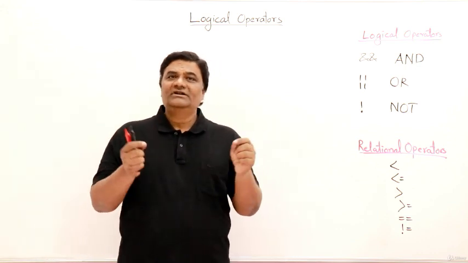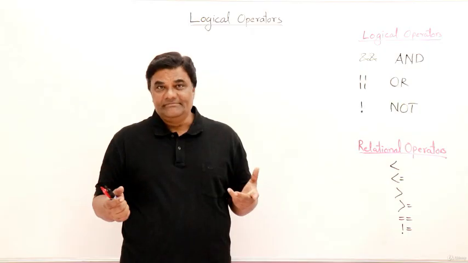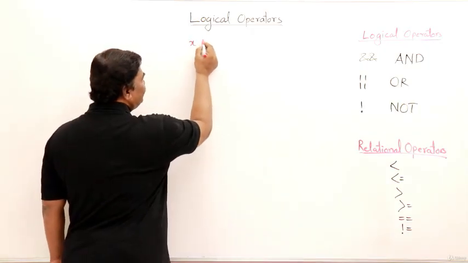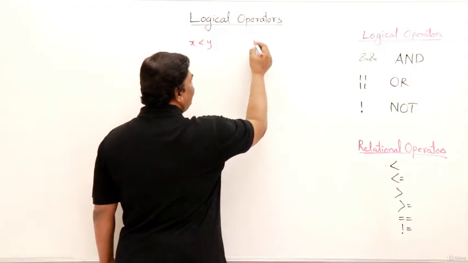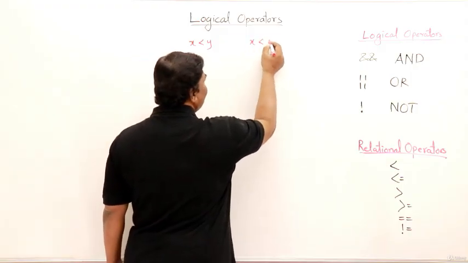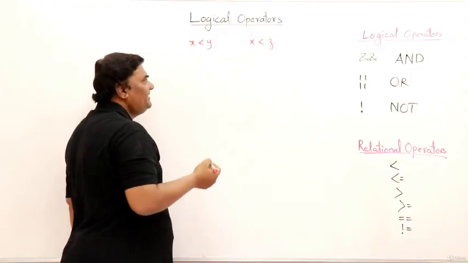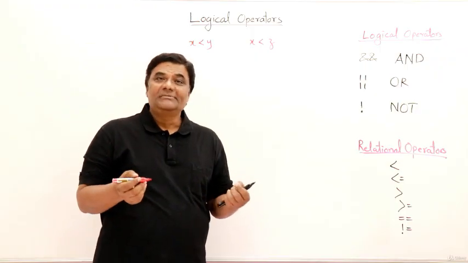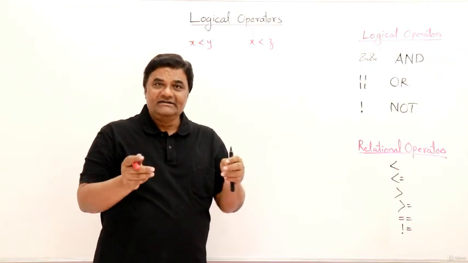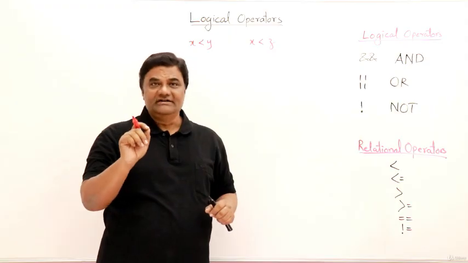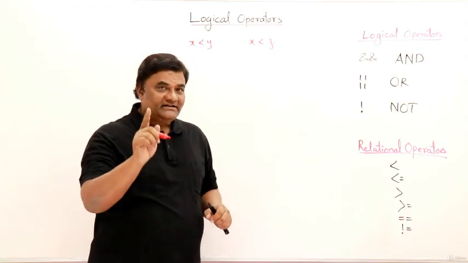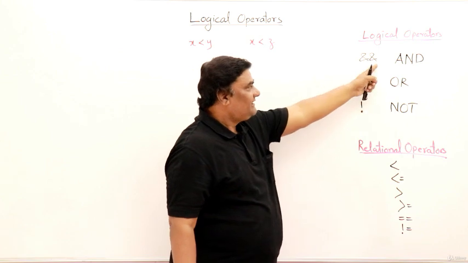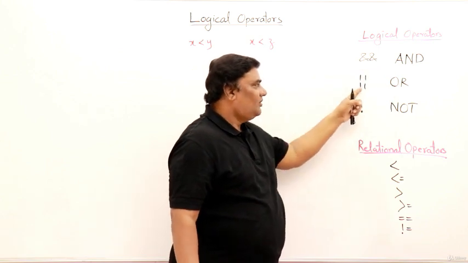Now, if I have more than one condition, how do I join them? Suppose I have two conditions: x is less than y, as well as x is less than z, where x, y, z are some variables. I want to combine these two conditions. What is the method of combining them? If I combine them, that is called a compound conditional statement, which can be formed using logical operators.